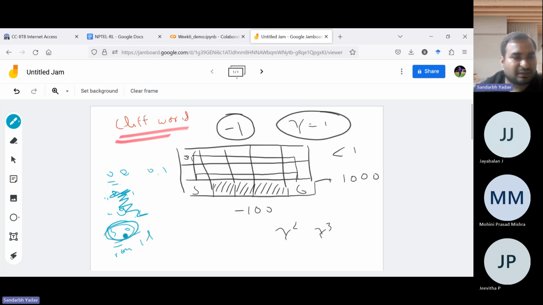So this is our start state because our grid is of 4 rows and 12 columns, so we start from 0, 0, 1, 2, 3. So this is our start, and this is our goal. This we have specified here.